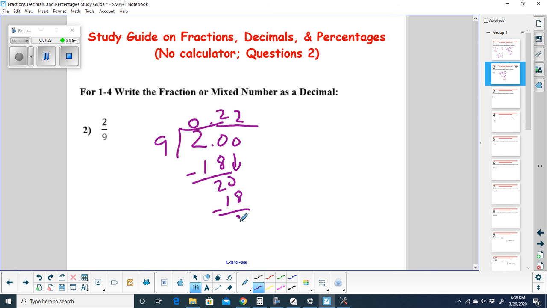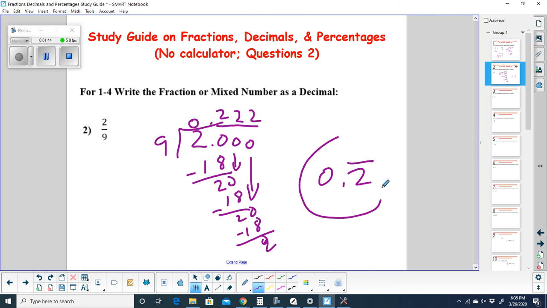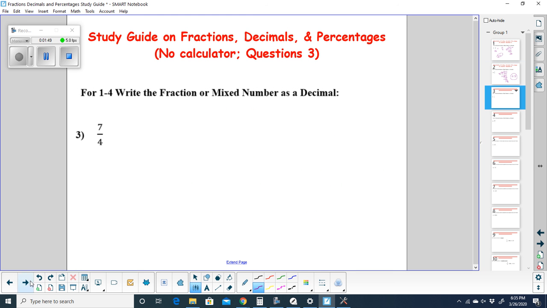You might be noticing something. That 2 is going to start repeating forever. Take a look. Bring down the 0. 9 goes into 20 2 times. 2 times 9 is 18. So the 2 repeats forever. The remainder is 2. So the correct answer to this is 0.2 with a vinculum over the 2. That's the correct answer. Let's go to number 3.